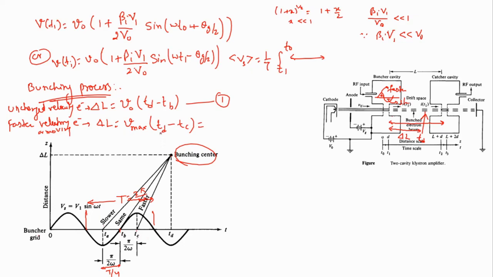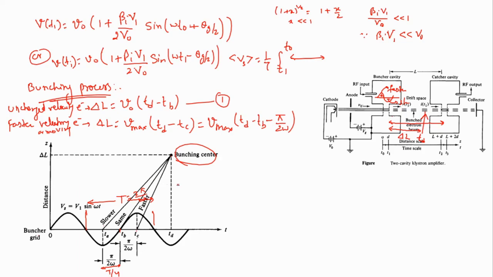Now if we rearrange this time in the form of TB, we can write TD minus TC as TD minus TB minus pi by 2 omega. So this can be written as V max into TD minus TB minus pi by 2 omega.